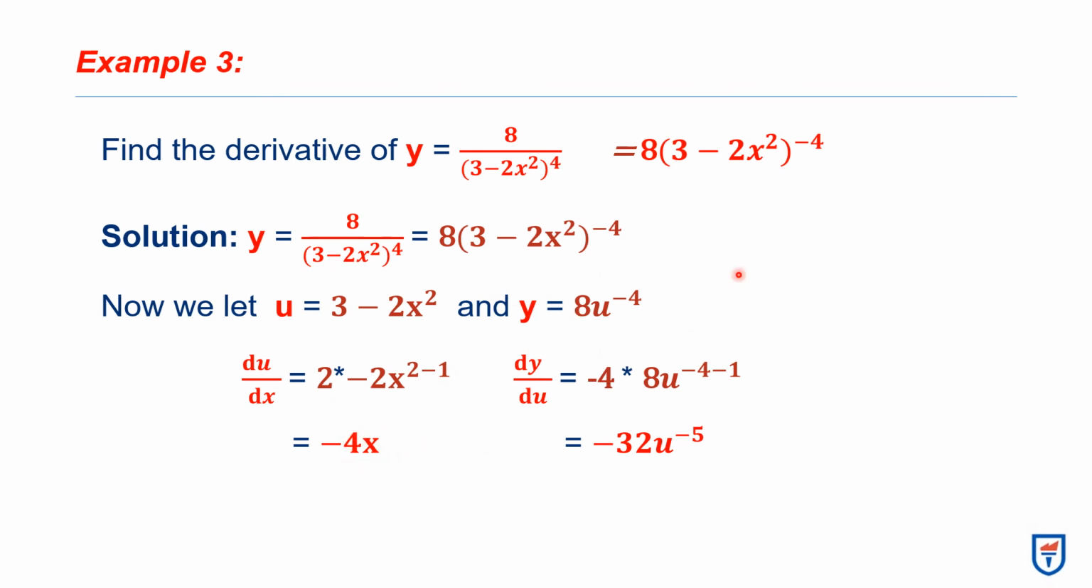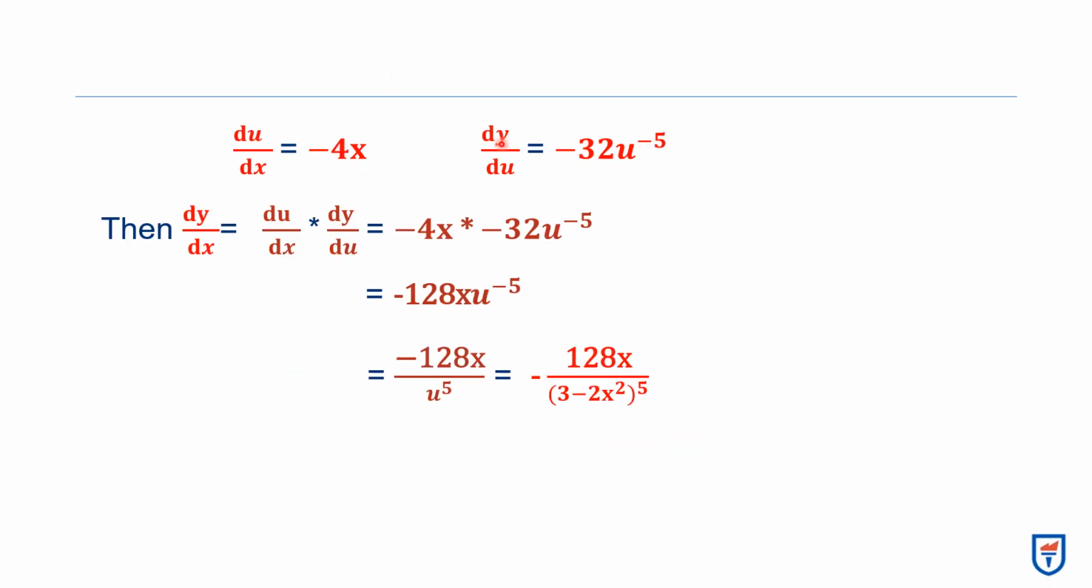And then we differentiate also our outer function, which is dy in terms of u, which is dy du, and we use power rule, and we're going to have minus 4 times 8u to the power minus 4 minus 1. So we end up having minus 32u to the power minus 5 as our differential of the outer function. Now we need to multiply the derivative of our inner function and our outer function to find dy dx as du dx times dy du. So our du dx is minus 4x, then we say times dy du, which is minus 32u to the power minus 5, and we're going to get the result of 128xu to the power minus 5.